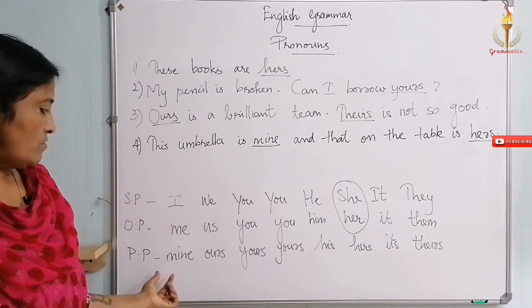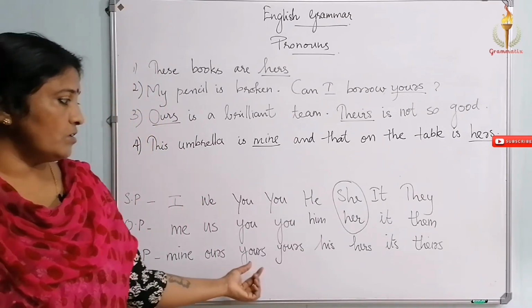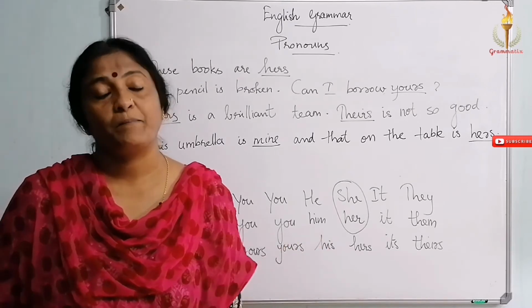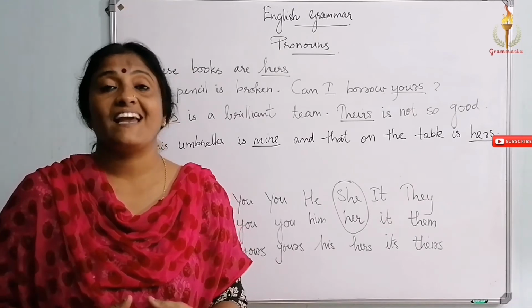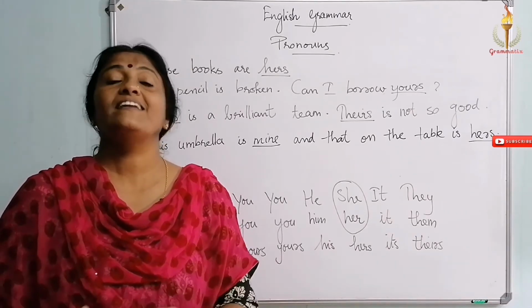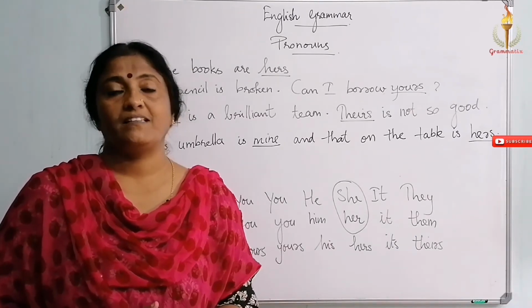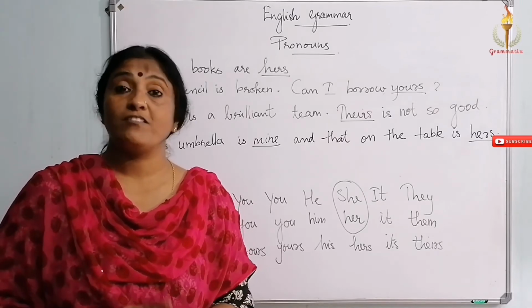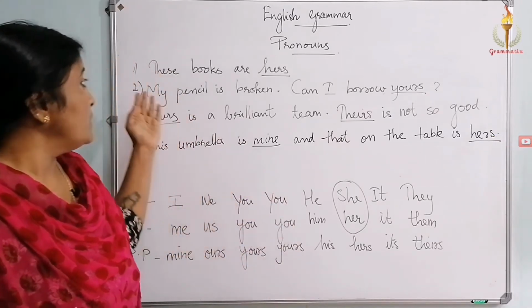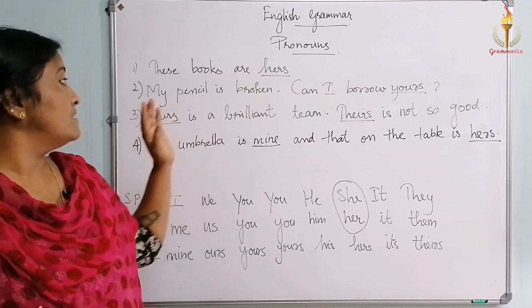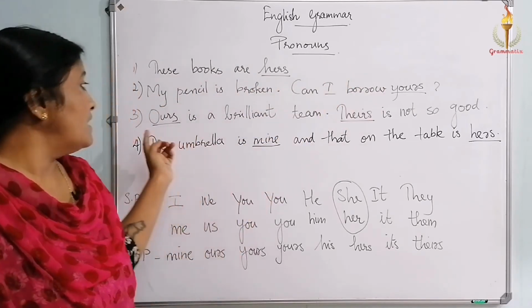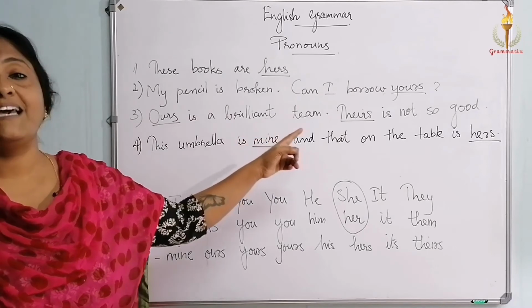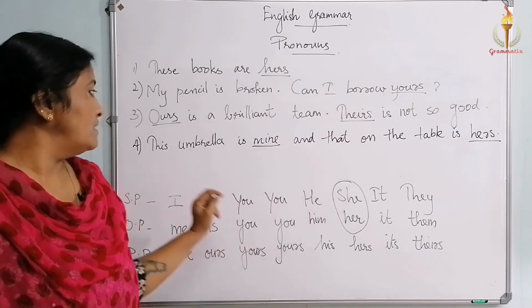Now possessive pronouns, here it is mine, ours, yours, his, hers, its and theirs. Now the possessive pronouns, they can stand alone. That means they don't need a noun after that. They don't have a noun after the possessive pronouns. So here, these books are hers. My pencil is broken. Can I borrow yours? Ours is a brilliant team. Theirs is not so good.